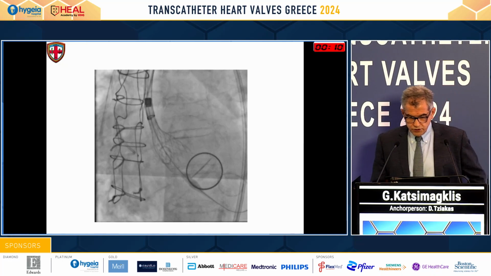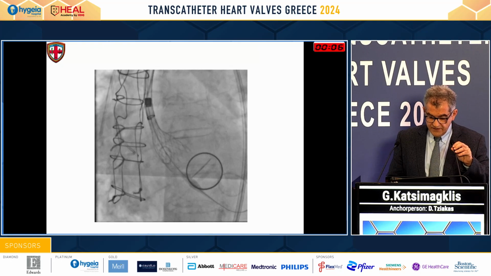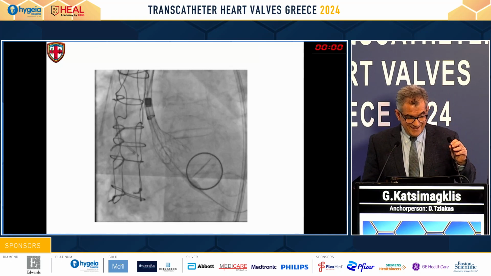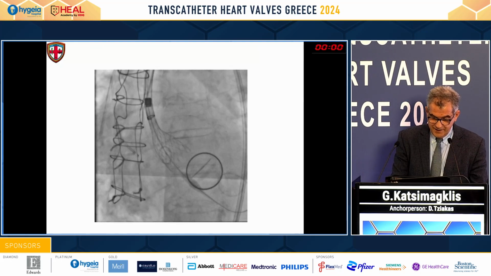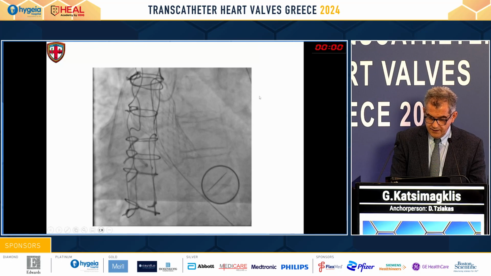And now I'm going to show you an embolized valve during a live demonstration 3 years ago. She was a female patient with a mitral valve, with a metallic mitral valve.